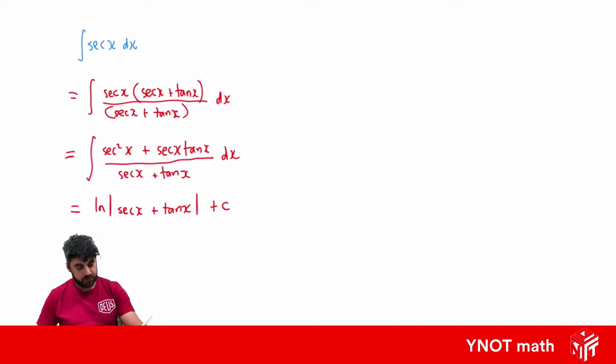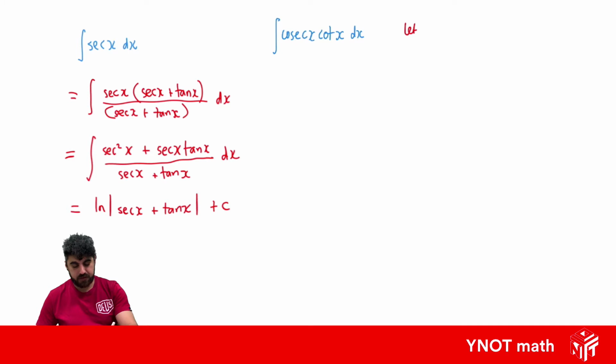Let's have a look at another question. So we're going to look at the integral of cosec x cot x dx. So it looks kind of similar to the integral of sec x times tan x. We've got two trig functions multiplied together. And similar to the other one, we are going to make a substitution.